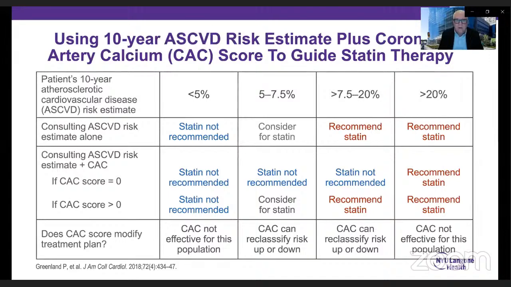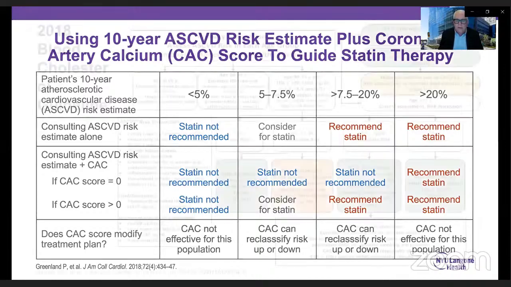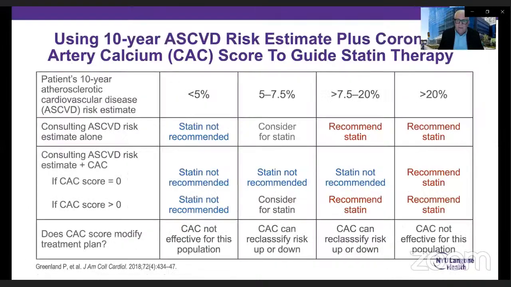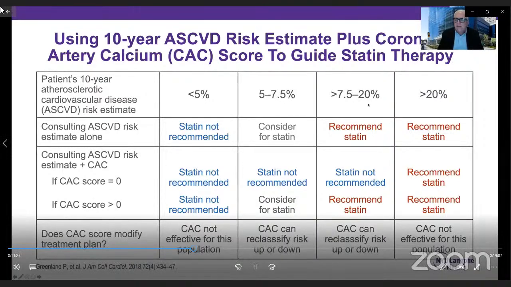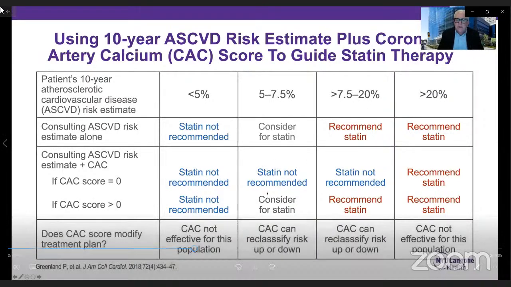This is a nice graphic looking at the potential role of coronary artery calcium screening. And I point to these two middle categories, the 5 to 7.5% or the 7.5 to 20% risk. These are the ones where generally statins may be recommended. If the calcium score is greater than 0, we definitely would recommend a statin in the higher risk group, but we would certainly consider it in the moderate risk group. If the score was 0, then we would not recommend it in either group.